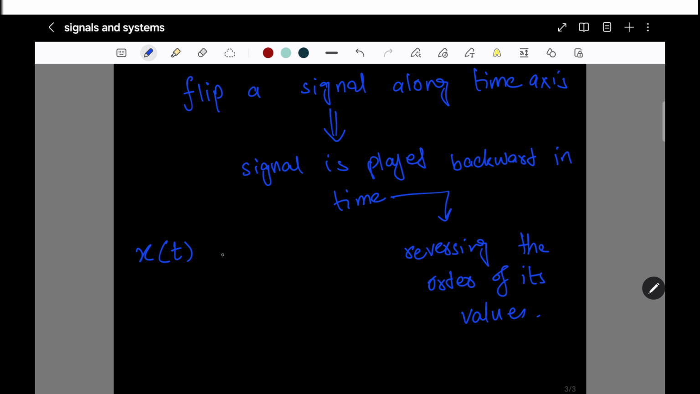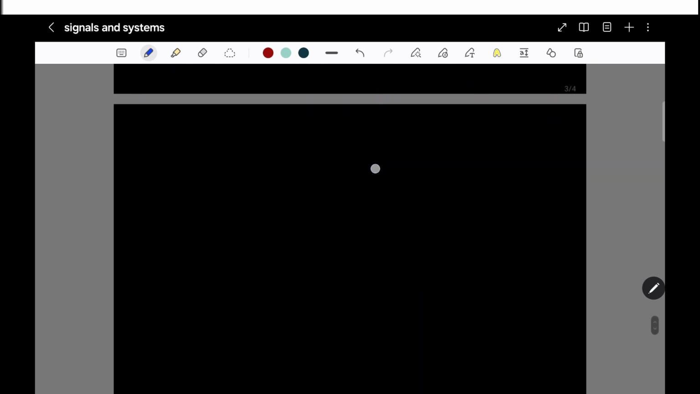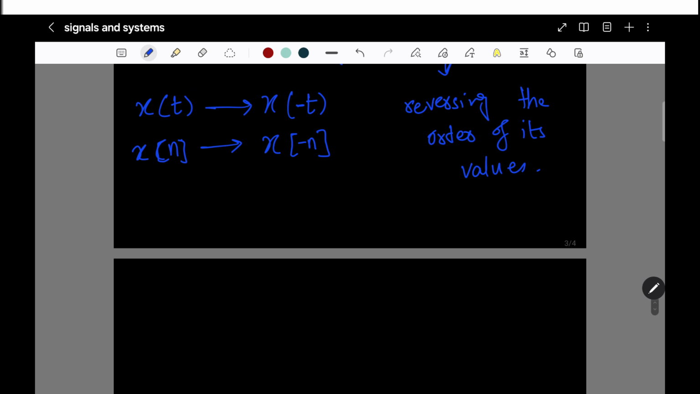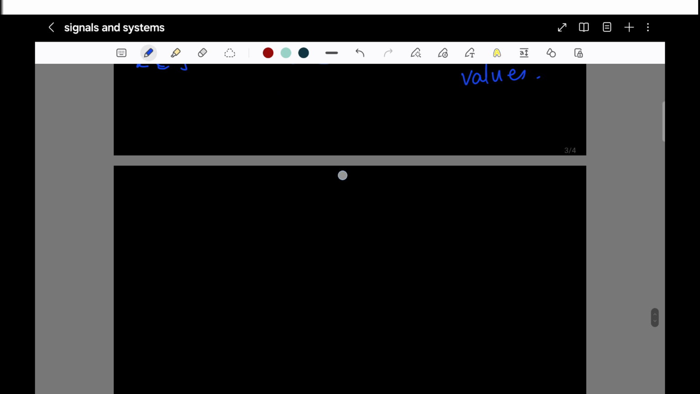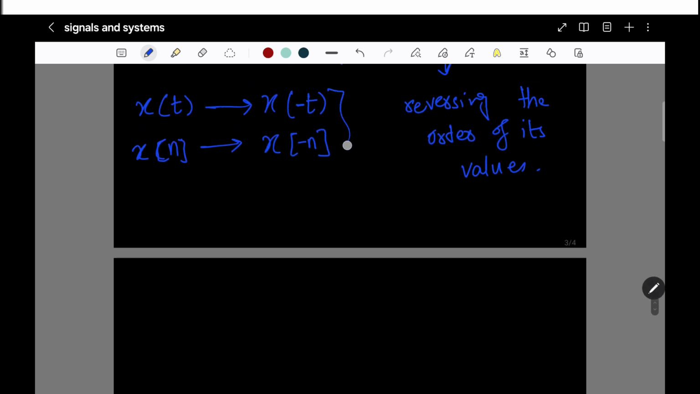So you have a signal x of t, and you flip this signal, which is x of minus t. You have a discrete time signal, which is x of n, and you flip this as x of minus n. Remember, this transformation is with respect to the independent variable t. So all the transformations are applied to the independent variable t. So it is a reflection around t is equal to 0.